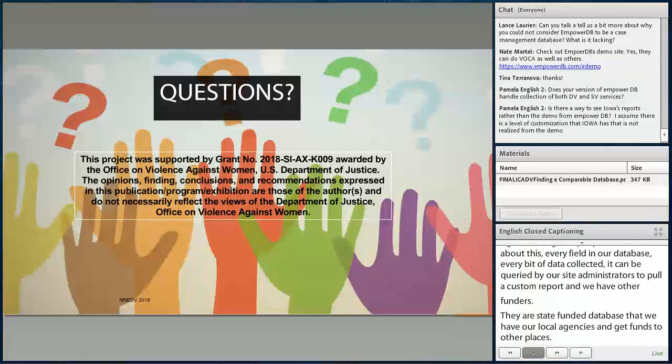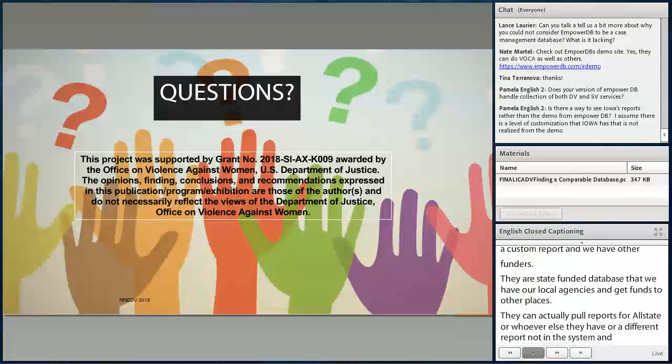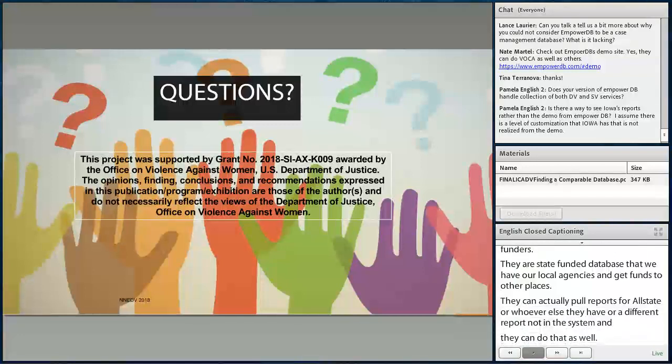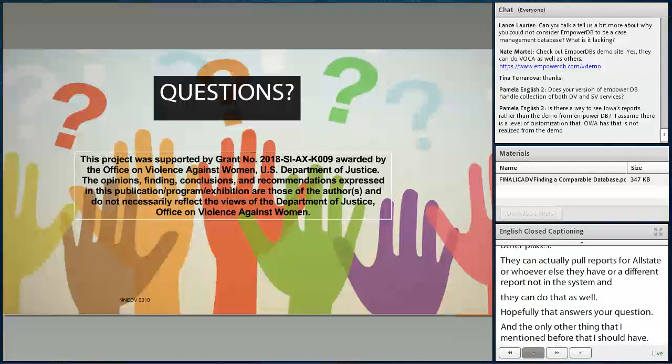The only other closing thing, I guess, that I didn't mention before, I should have, is that our previous database, the one that we almost rolled out, took about 12 to 14 months of development time and training and such.